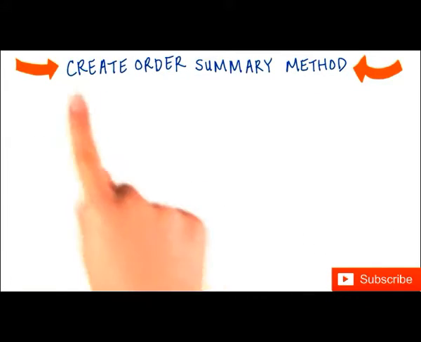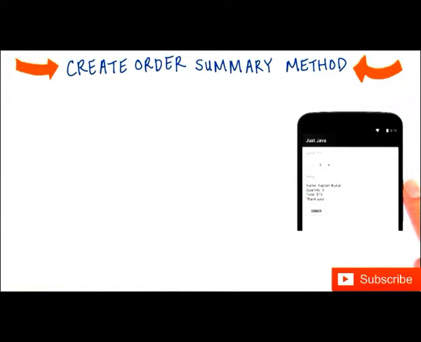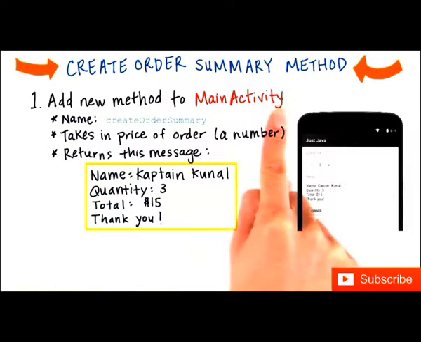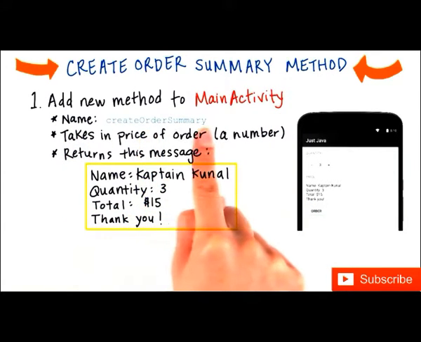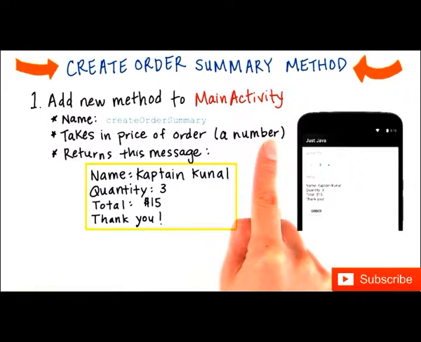To implement that in code, we're going to create the order summary method. This is a screenshot of what the final app should look like. It's the same as what I showed you earlier. The first task is to create this as a new method in the main activity. The method will be called createOrderSummary. It's going to take as input the price of the order, which is going to be a number.